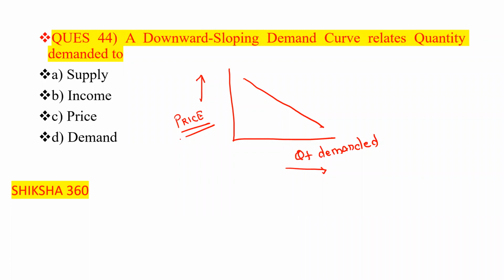A downward sloping demand curve relates quantity demanded to supply, income, price, or demand. The correct answer is option number C, that is the price, because there are only two parameters under that: one is the price, the second is the quantity demanded. So a downward sloping demand curve relates quantity demanded to the price.